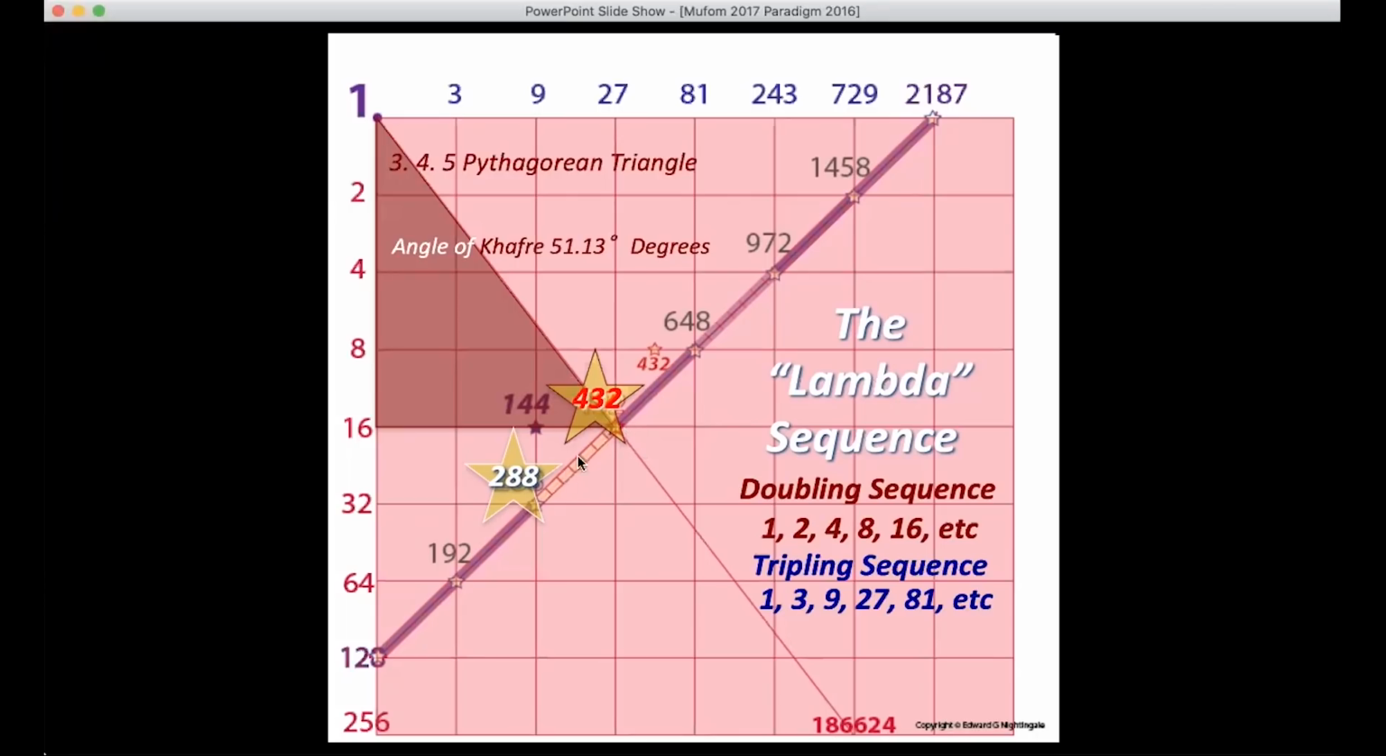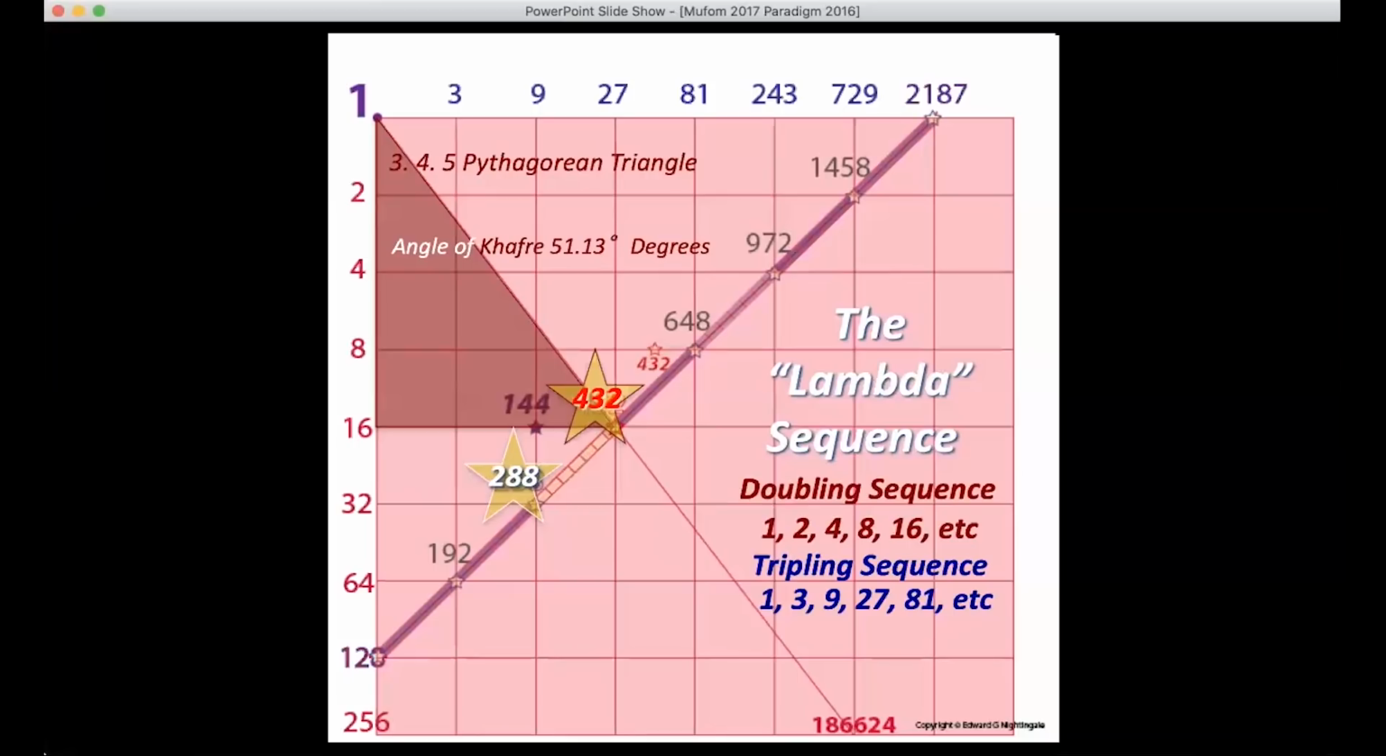And what you're showing here on the graph is that you just take that right triangle, and the angle of the hypotenuse of the triangle is 51.13 degrees, which is the angle of the pyramid. Of the Khafre pyramid. That's correct. That's awesome. This is the Khafre pyramid angle. That's right. We just created the reason for the angle of the pyramid of Khafre.